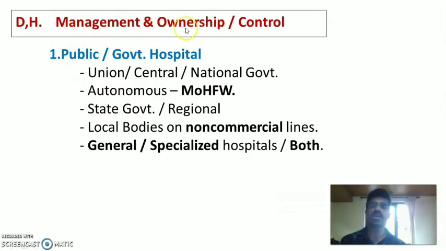So under management or ownership or control, we have first public or government hospital, that is union or central government or national government running hospital. That is called autonomous hospital because it is controlled by the Ministry of Health and Family Welfare.